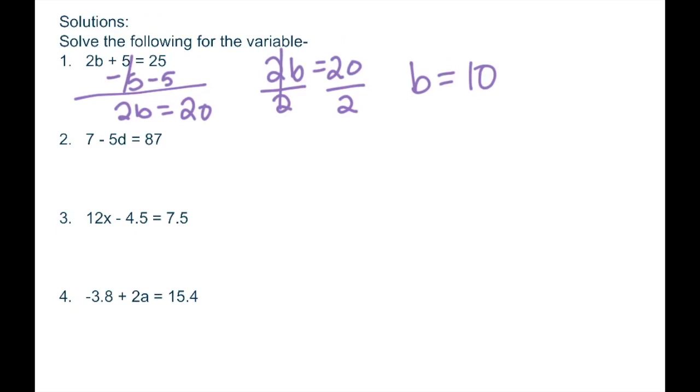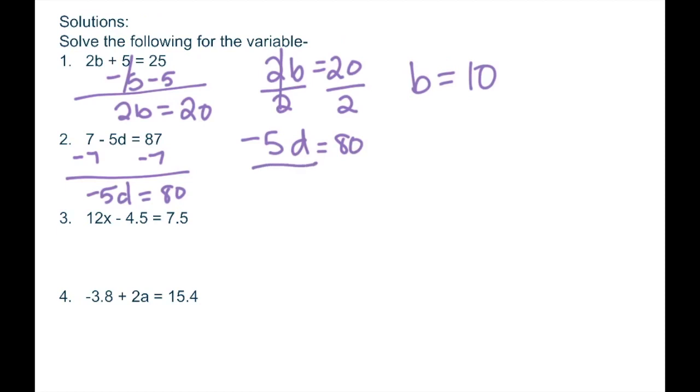I've got a positive 7 right here, and to undo a positive 7, I'm going to subtract 7 from both sides. Now be careful, because when you do this, you still have a negative in front of the 5d, and that's equal to 80. So now we've got negative 5d equals 80. When I divide, I need to divide by a negative 5.